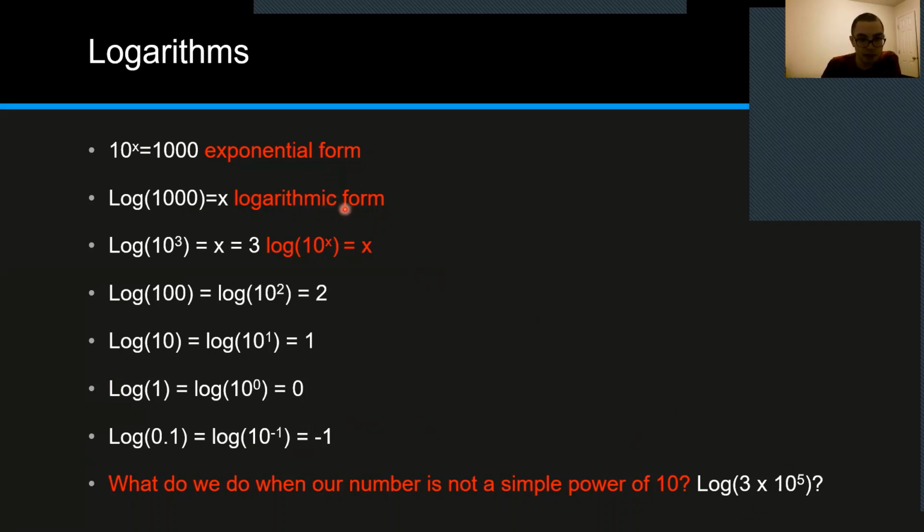So all of these examples are using log base 10. So what do we do when our number is not a simple power of 10? We have right here log of 3 times 10 to the 5th. We can evaluate very easily log of 10 to the 5th because we remember that log of 10 to the x is equal to x. So log of 10 to the 5th is just 5. But how do I figure out what log of 3 is?